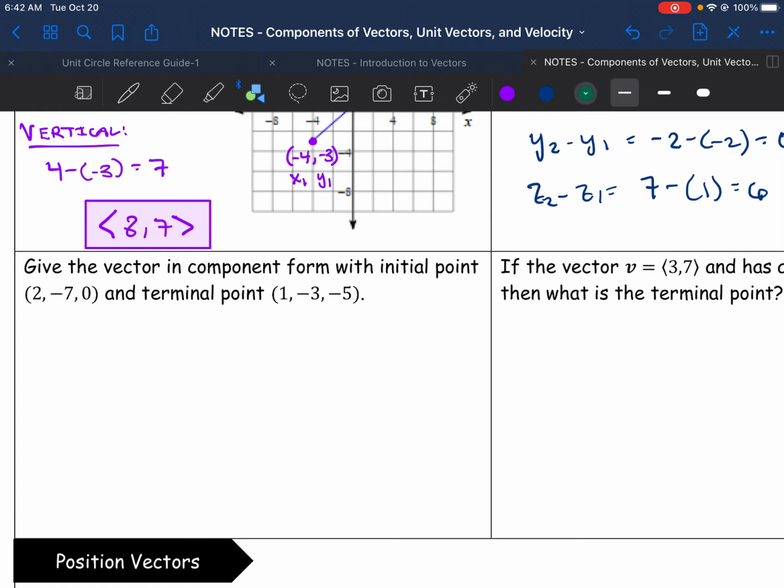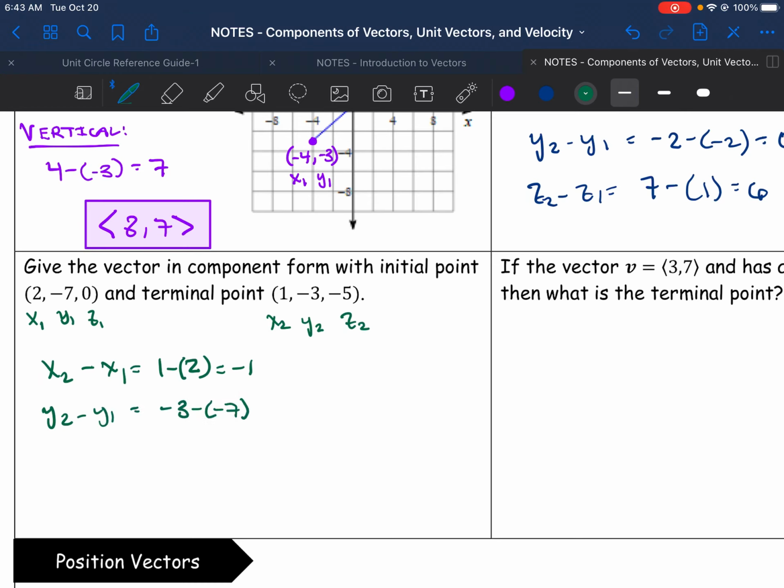So this initial point would be x1, y1, z1. Terminal point x2, y2, z2. And then we'll go ahead and do the same business that we just got done doing, x2 minus x1 for the first component, which is 1 minus 2, which is -1. Then we'll have y2 minus y1, which is -3 minus -7.